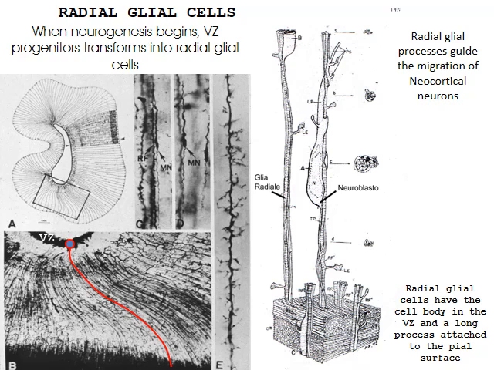When neurogenesis begins, ventricular zone cells, the neuronal progenitors, transform into this characteristic cell type, the radial glial cells. These cells have their cell body, you see here, in the ventricular zone, and send a long process towards the pial surface. These radially oriented processes are used by immature neurons as a scaffold for their migration towards their differentiation site.